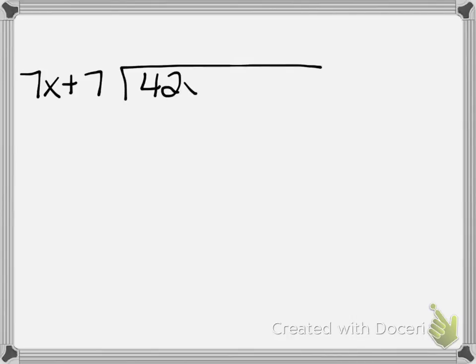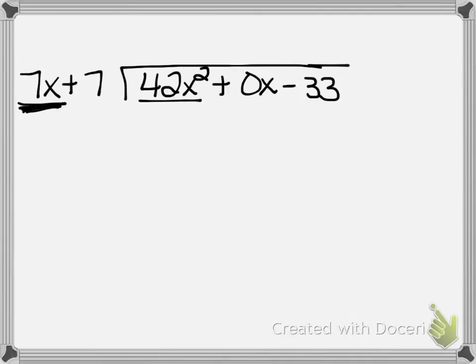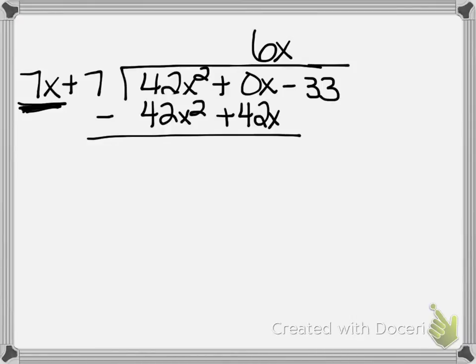Remember I had 42x squared plus 0x minus 33. Okay, so again, you're looking at this 7x, and you want to ask yourself, what times 7x gets me 42x squared? The answer to that is 6x. 6x times 7x gets you 42x squared. And then 6x times 7 gets you 42x.